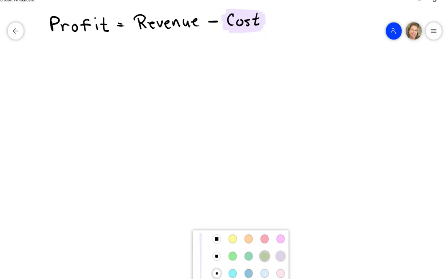Well, the revenue is the amount of money you bring in from, in this case, selling the pizza. And you want to make more money selling the pizzas than you do spending money to run the business. That way you have a profit. The profit is the extra money left over.